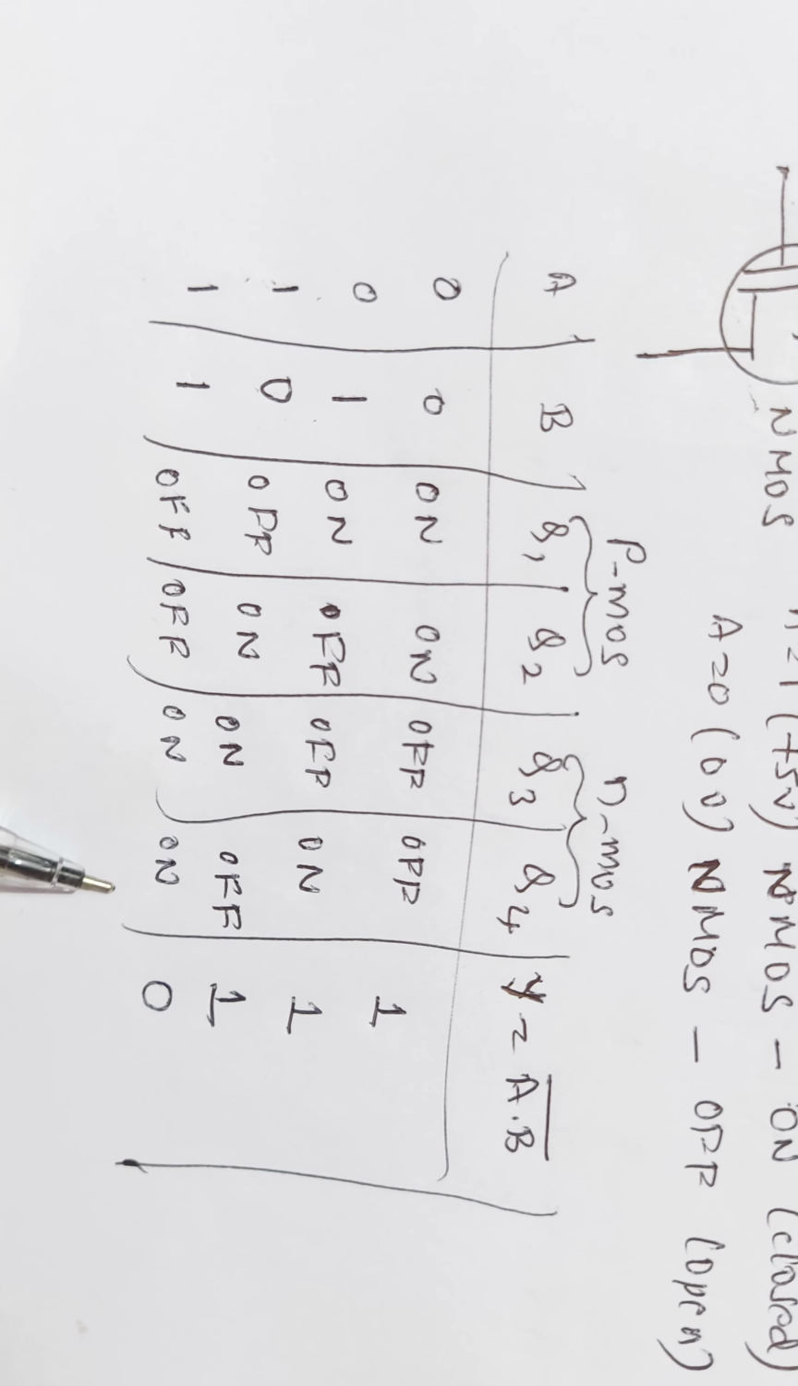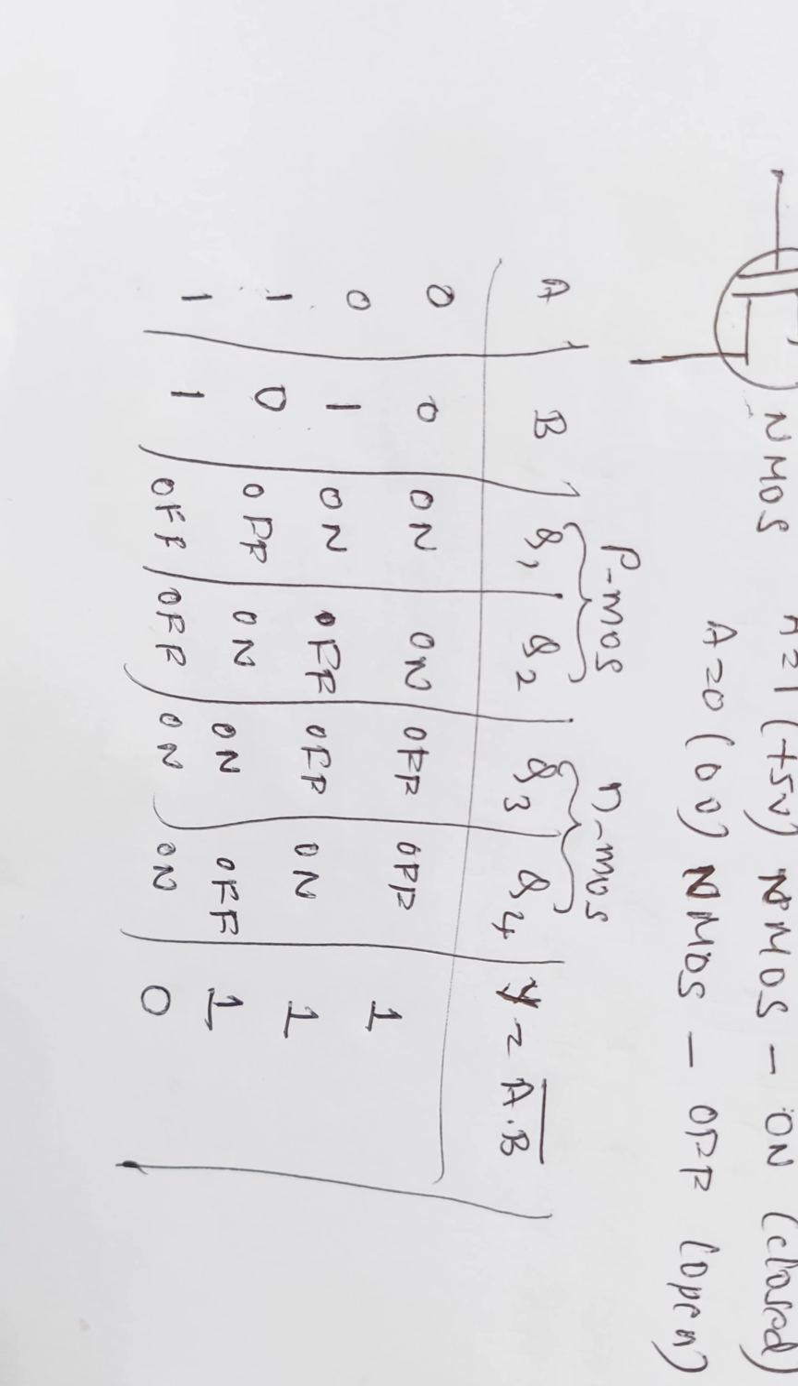This is the truth table. This is how a CMOS NAND gate works.